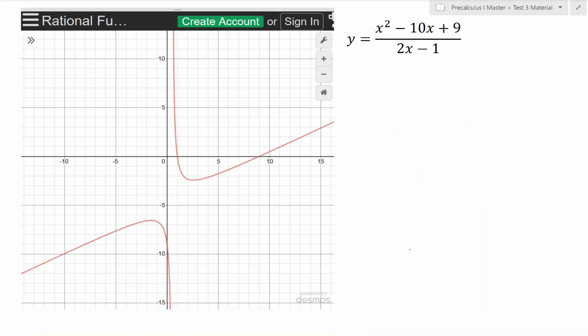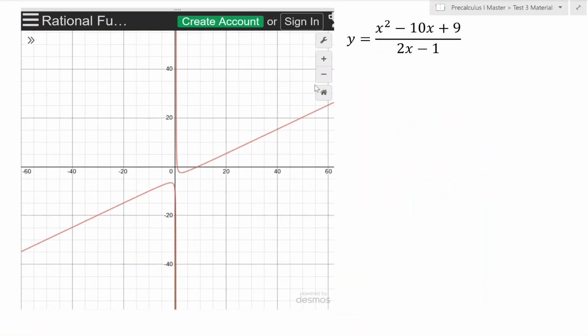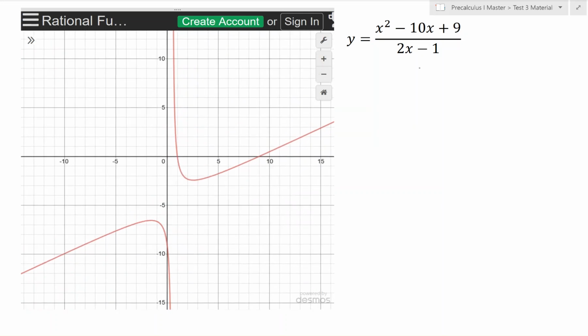Let's try another one. Here's another. You zoom out. It's a little bit different. And this one has an undefined value of x equals 1/2, and you can see there that that's this vertical line that the graph is getting close to but not touching, because if it touched it, it would mean that it has an x value of 1/2. Can't happen because it makes it undefined.